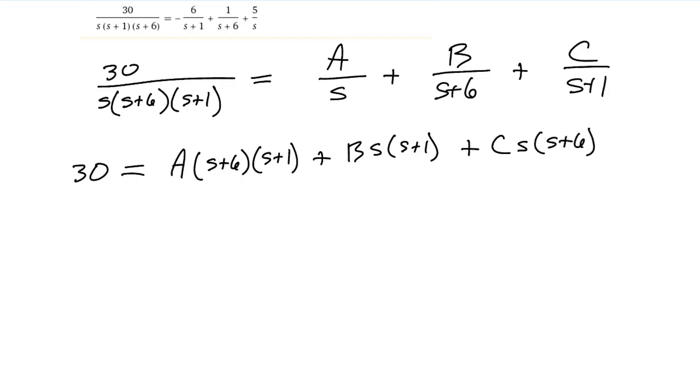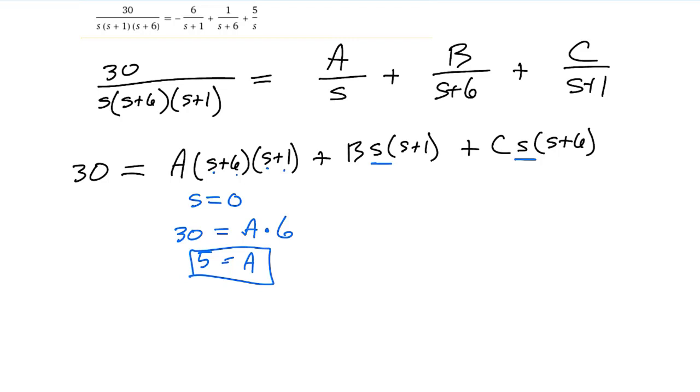And the easiest way to do this is to first say if s is equal to 0, this term and this term are going to be 0. And we will be left with 30 equals a times 6, because 0 plus 6 is 6, 0 plus 1 is 1, 6 times 1 is 6. And that means that a must be 30 divided by 6, which is 5. So a turns out to be 5.